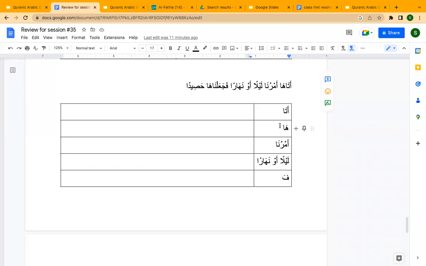Ha is maf'ul bihi. Very well done. Amruna. What is amruna? Idafa. Now, what is the status of your mudaf? It's rough in status. So what will you label this? If it is rough in status, it is your doer. Very well done. So the doer for Ata is Amruna.